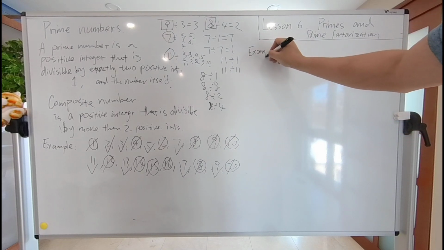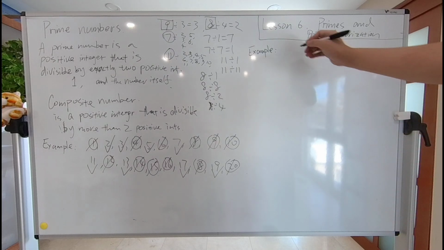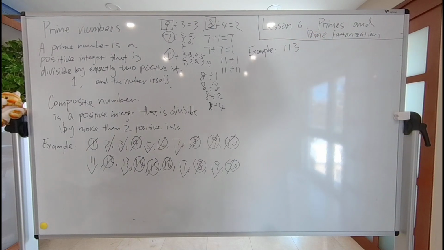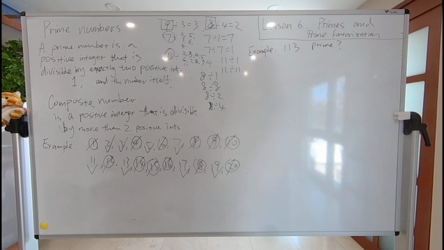So the next example, let's try something larger than 20 or larger than 100. What if I have a number 113 and I want to know if this is a prime number? This would be a good example to show, from the very basic definition of prime, how to check whether a given number is a prime or not.